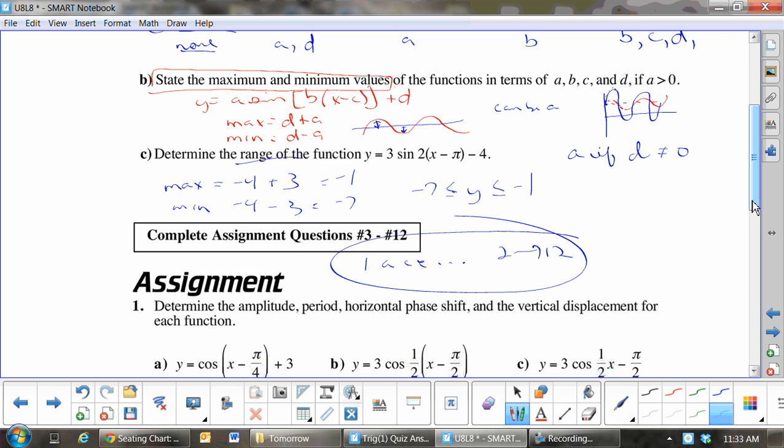Like if you want to get right into some good stuff while you're in class, start with number 3. Okay, do number 3. Those are the hardest questions in the homework.